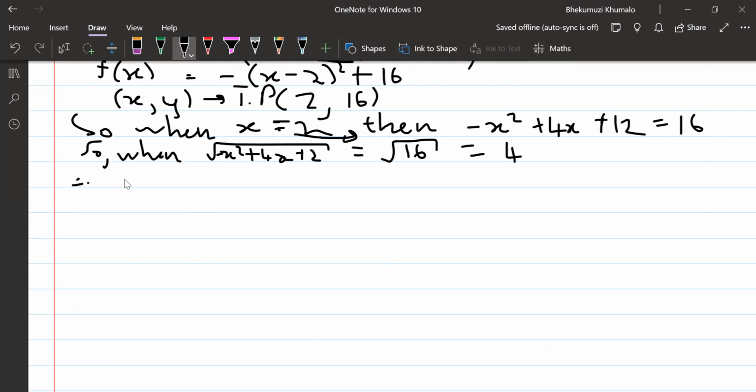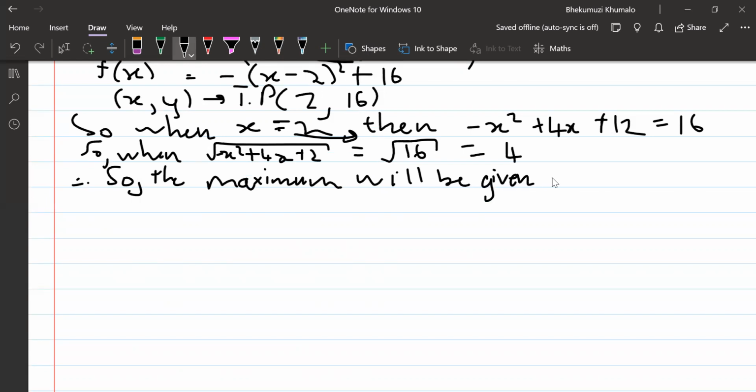the maximum is given by, so the maximum will be given when x is equal to 2. And basically we've just answered the question right there.